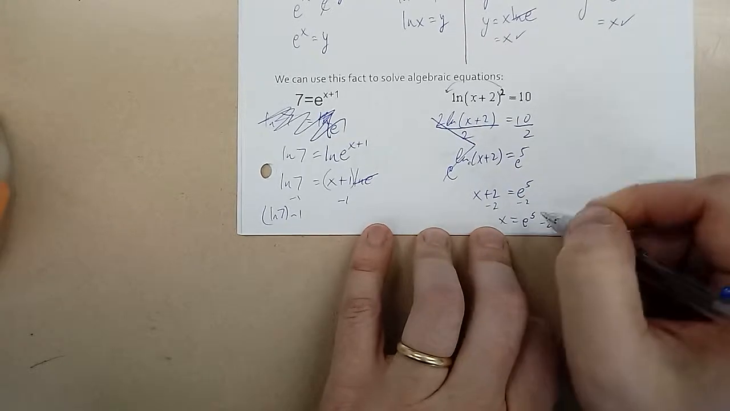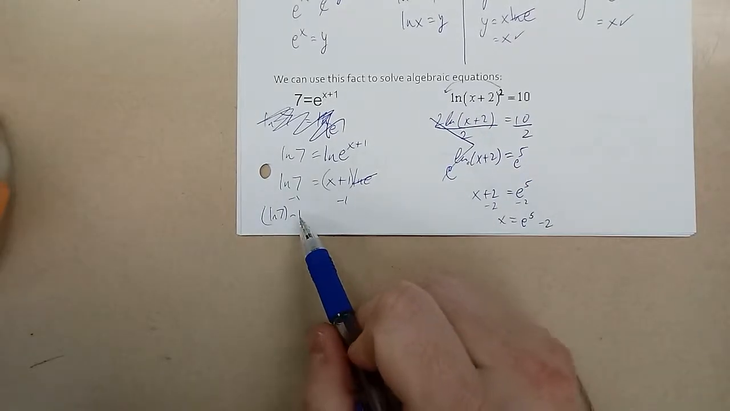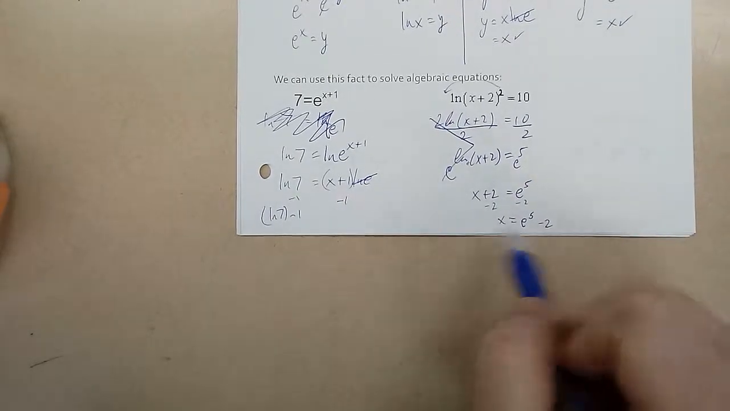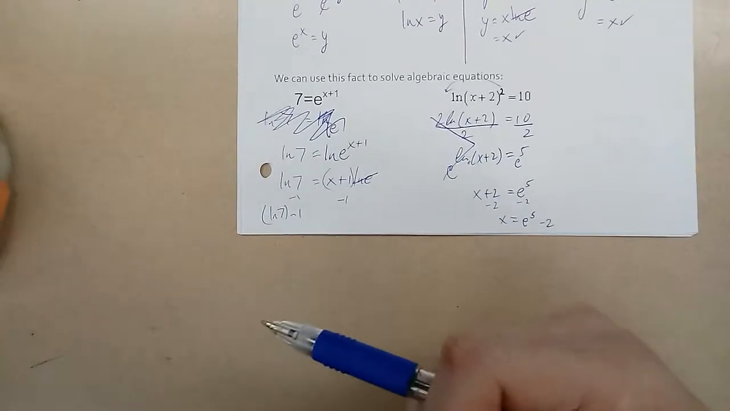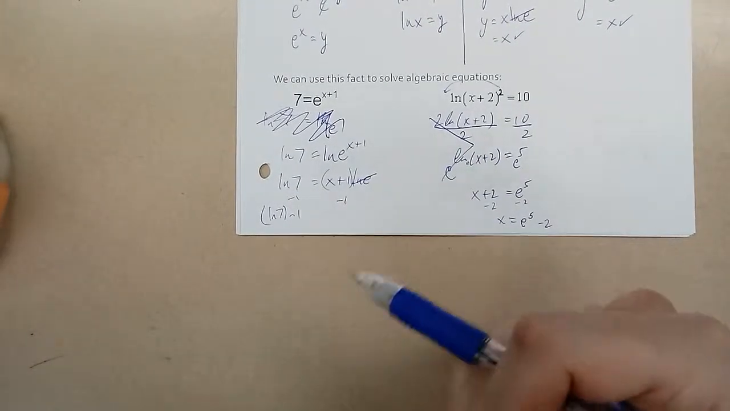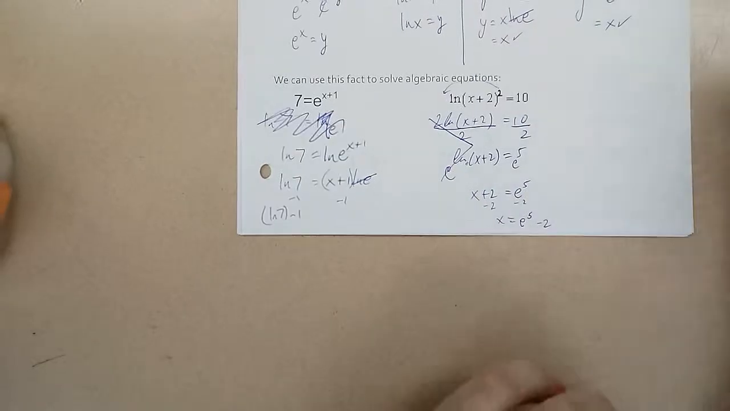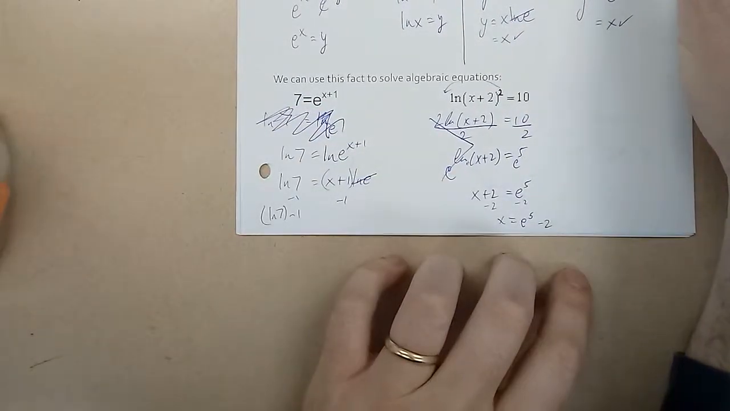Now, on a multiple choice exam, natural log of 7 minus 1 and e to the 5th minus 2, that's most likely the way that you would see it. They don't really care if you can just plug all 4 answers into the calculator or all 5 answers into the calculator. So that's important to note.